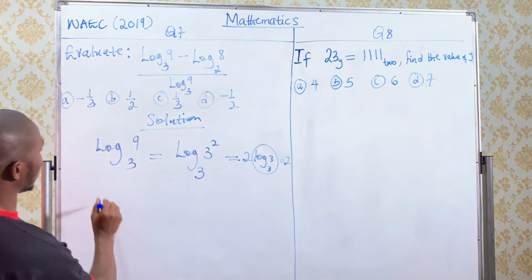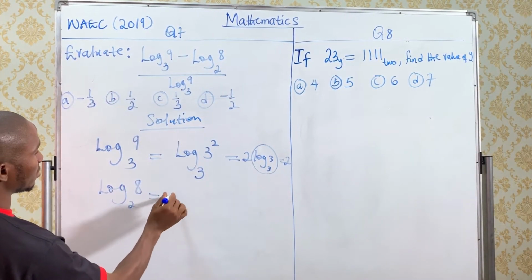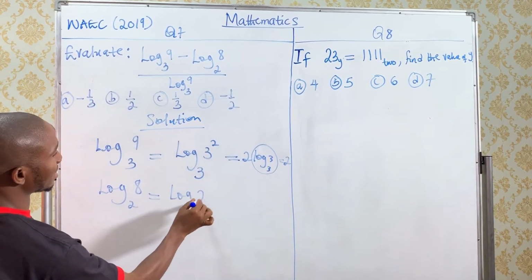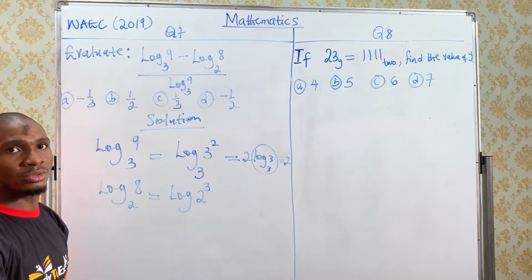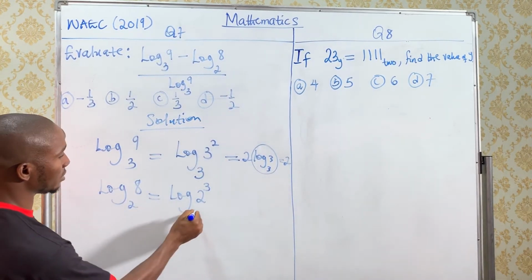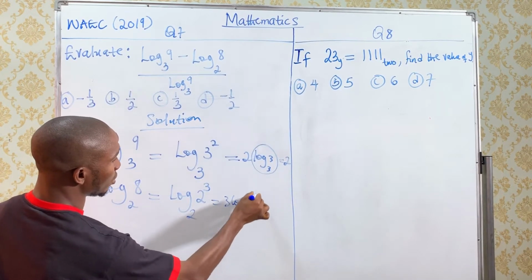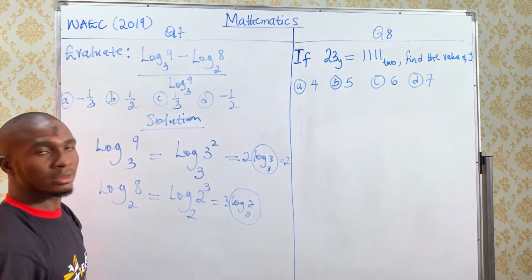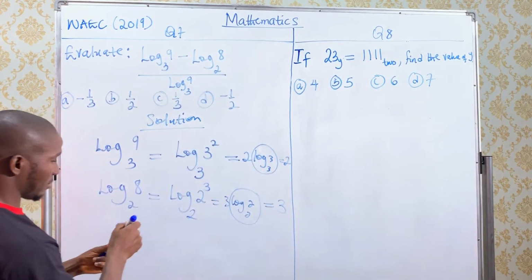So let's pick the second one. Log 8 base 2. 8 is the same thing as saying 2 raised to power 3. 2 raised to power 3 means 2 times 2 times 2 to give us 8. Then in base 2, this will give us 3 log 2 base 2. Log 2 base 2 is 1. So you're left with 3. The whole of this has given us 3.